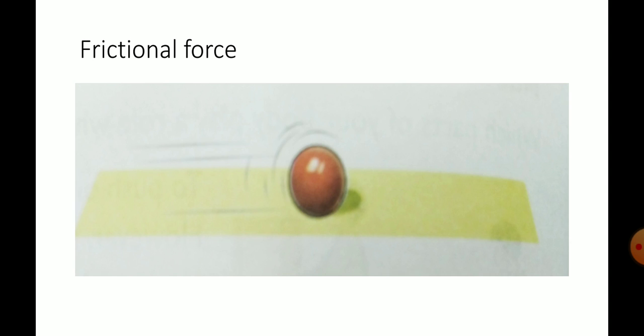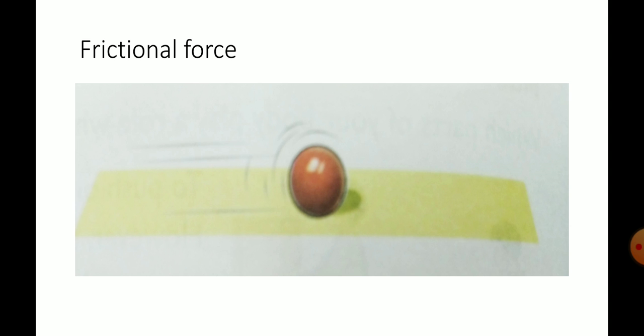And the next is the frictional force. If we take a ball and roll it on the floor, what can we observe? We can see the ball is moving. And we observe the movement of the ball. When the ball rolls, its surface rubs against the surface of the floor. This rubbing together of the two surfaces gives rise to a force that opposes the motion of the ball.